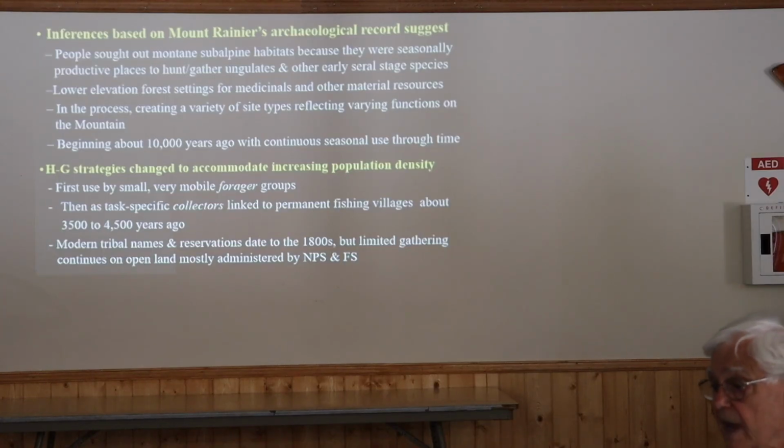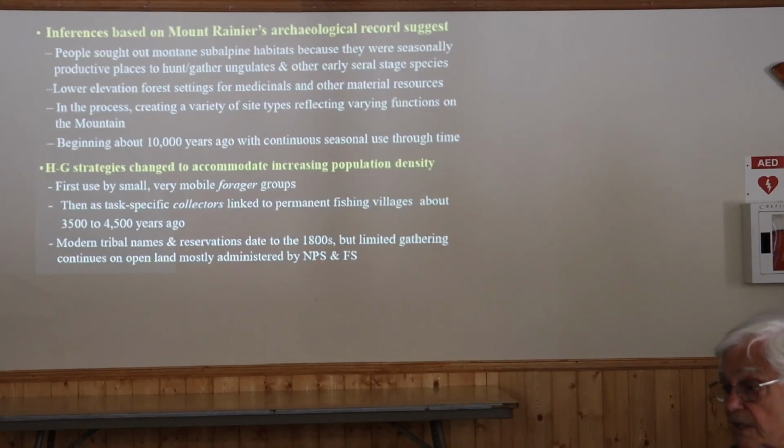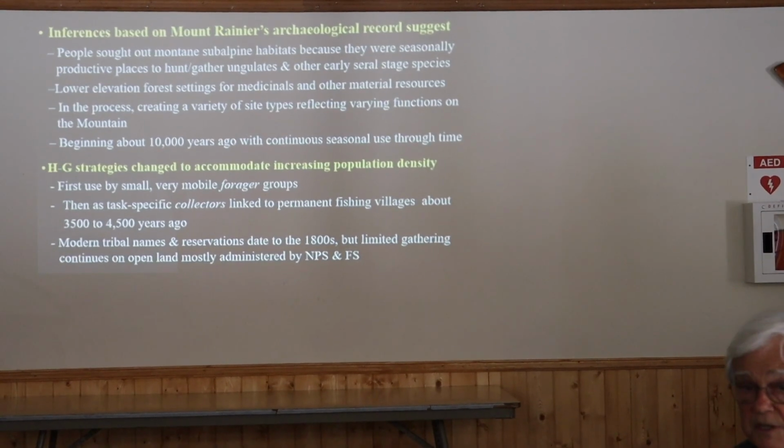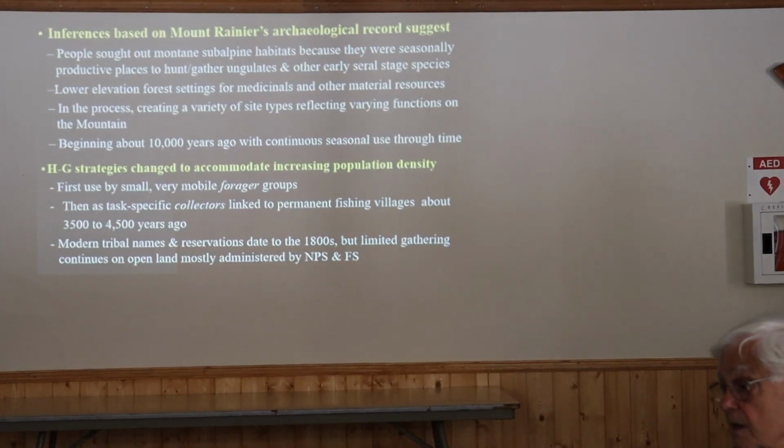Secondly, hunter-gatherer strategies changed through time as well. First small, very mobile forager groups, then later task-specific collectors linked to permanent fishing villages about 3,500 to 4,500 years ago. And then finally the modern tribal period in the 1800s, which came up in an earlier talk. But limited gathering continues on open land, mostly administered by the National Park Service and the Forest Service. And that's all I've got to say.